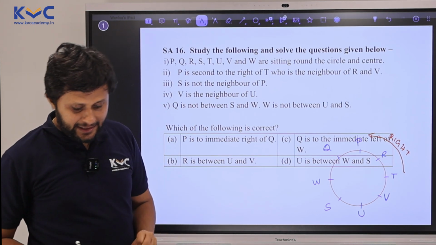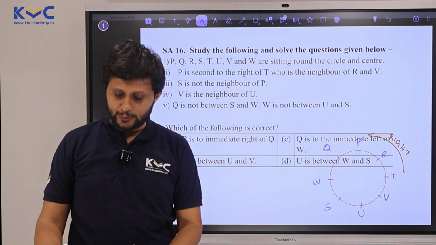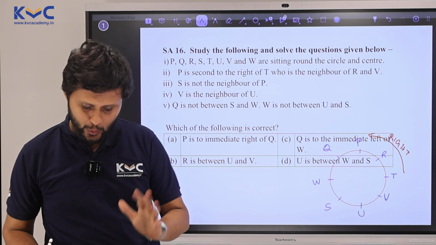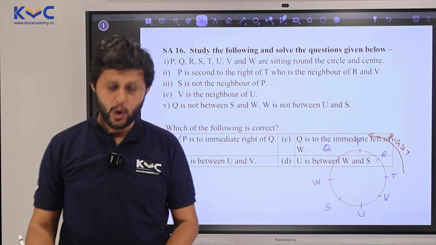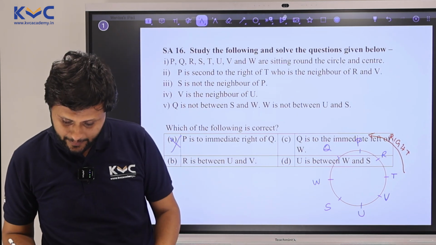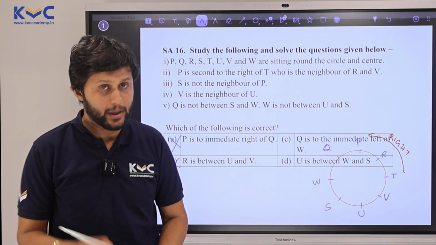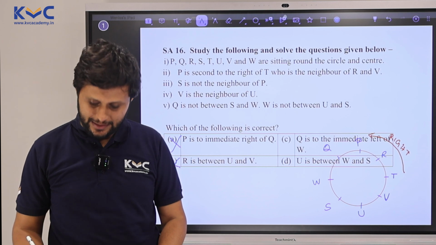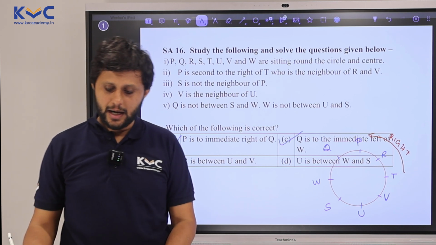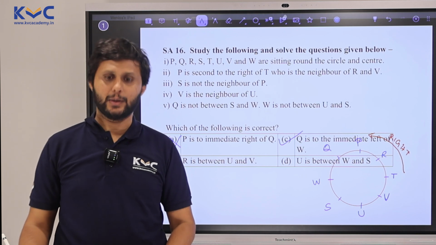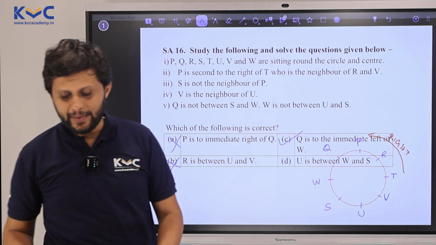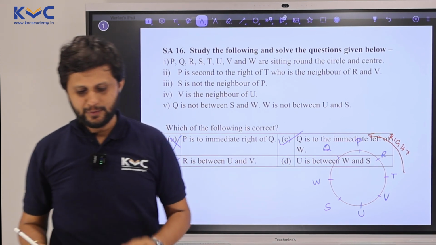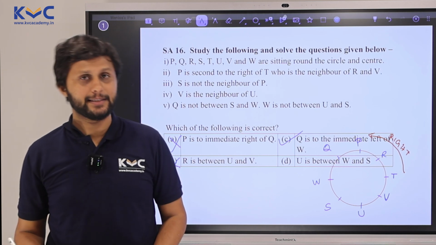Which of the following is correct? P is immediate right of Q. No, it's left side. This is gone. Option B: R is between U and V. No, not at all. U and V are together. Q is the immediate left of W, which is the right answer. And U is between W and S, which is not satisfying. Option C is right. When I say left, you have to take the clockwise direction. That's question number 16, option C.